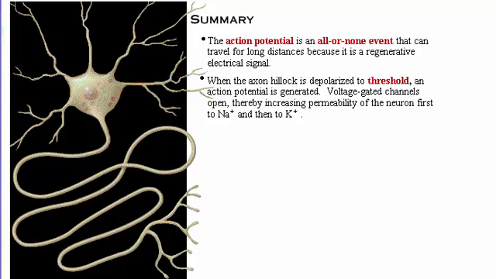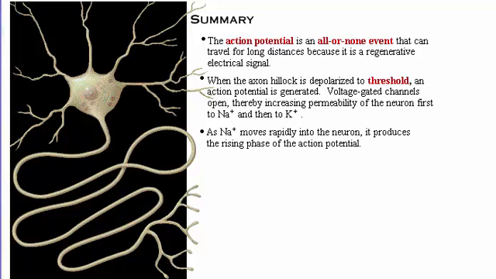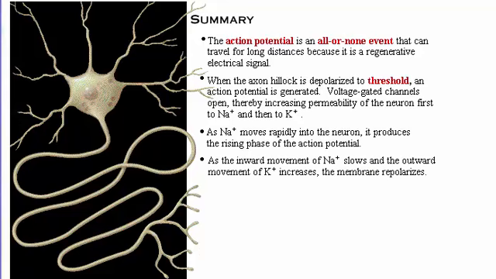Voltage-gated channels open, thereby increasing permeability of the neuron first to sodium and then to potassium. As sodium moves rapidly into the neuron, it produces the rising phase of the action potential. As the inward movement of sodium slows and the outward movement of potassium increases, the membrane repolarizes.